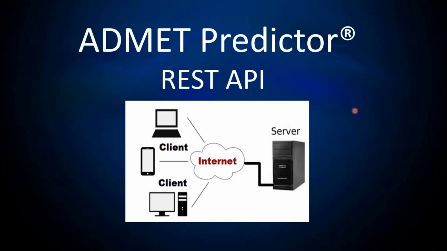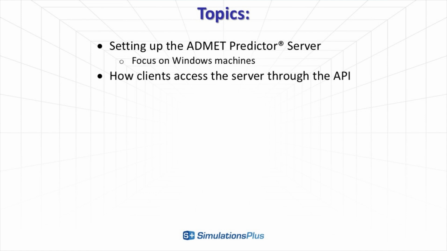As this schematic shows, the idea is to set up a single ADMET Predictor server at your site, then allow multiple clients to make prediction requests to that server simultaneously over the internet. Here, the term internet refers to your internal network rather than the public internet. This is the first of two videos, and in this one, I'll be focusing on setting up the ADMET Predictor server. In the second video, I'll focus on how clients access that server through the API.